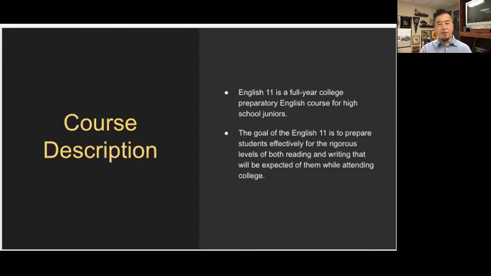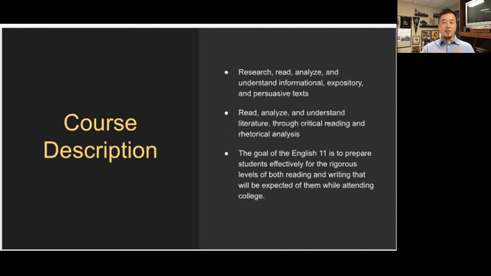English 11 is a full year college preparatory English course for high school juniors. It is 2 semesters. Most of the students that I have right now will carry over with me in the 2nd semester. Some of those students will be transferred to a different teacher, given schedule issues and so forth. The goal of English 11 is to prepare students effectively for the rigorous levels of both reading and writing at the college level. It is a college preparatory course, and so we are preparing them for success at the college level in English.